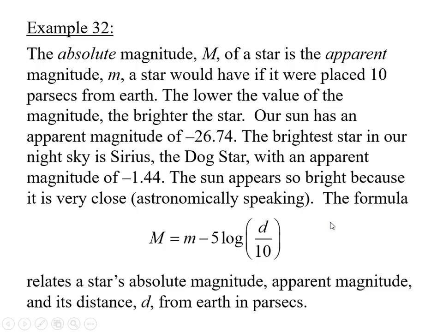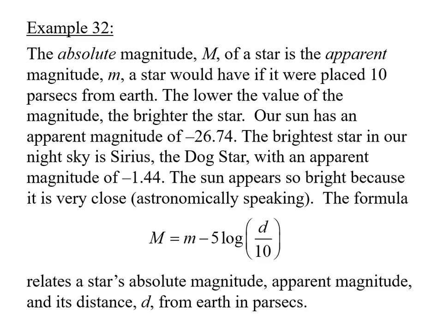And then the last thing that we're going to look at is some applications. So our example problem, or our application problem, is about the absolute magnitude of a star. The absolute magnitude by definition of a star is the variable M, and it's the apparent magnitude m a star would have if it were placed 10 parsecs from Earth.